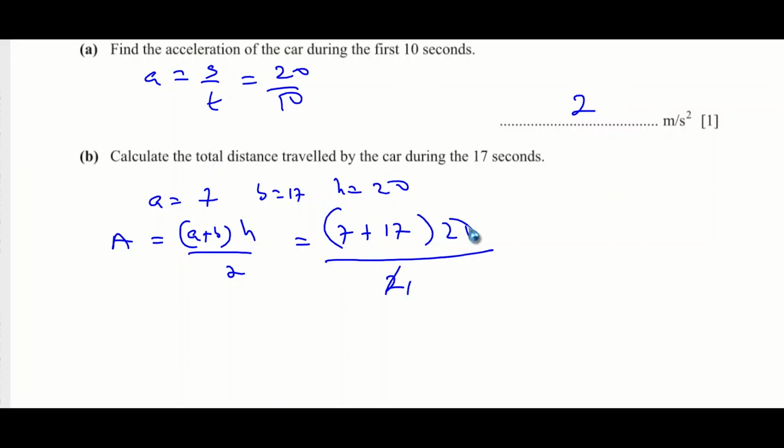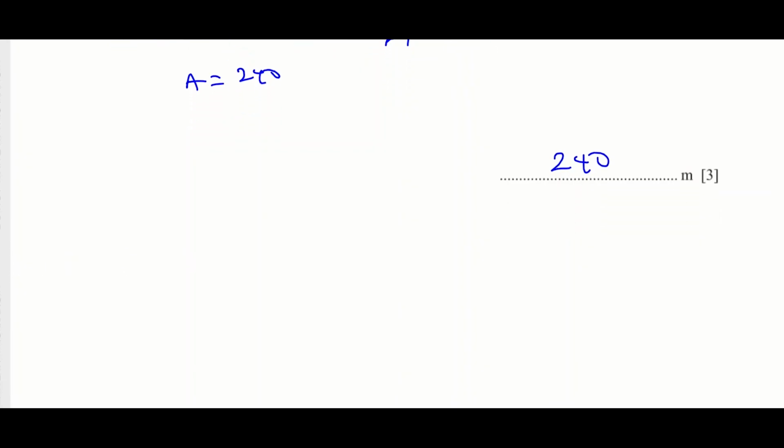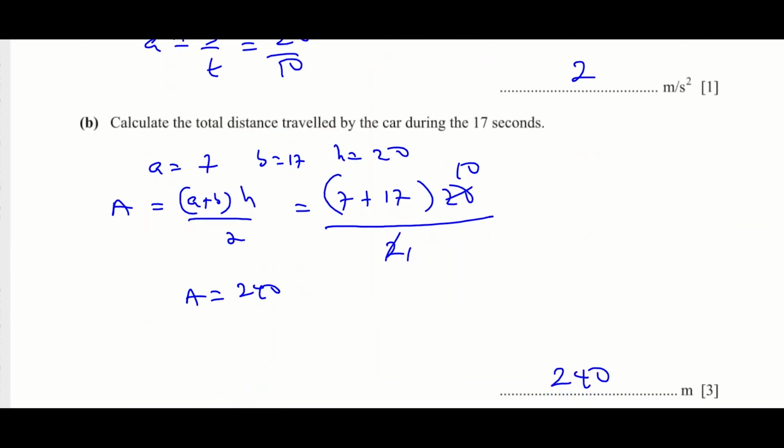2 here 1, 2 here 10, 7 add 17, 7 add 17, that will be 24 times 10. So the area is equal to 240 meters. So the total distance will be equal to 240 meters. So the total distance is the area covered under the graph. Okay, so let's go to the next question.